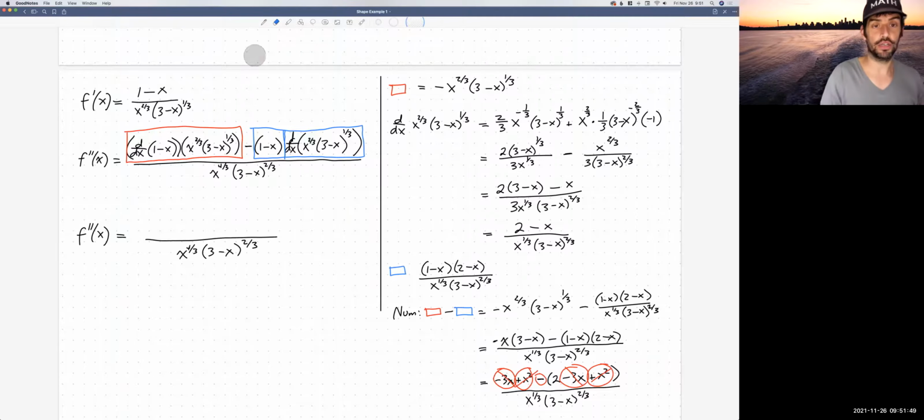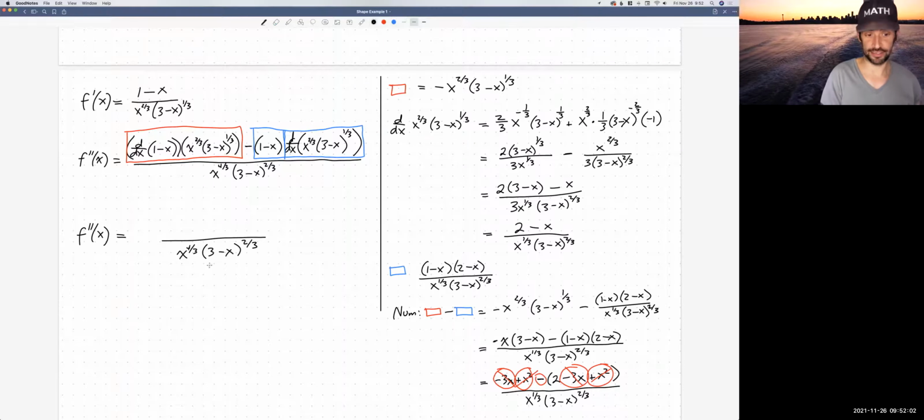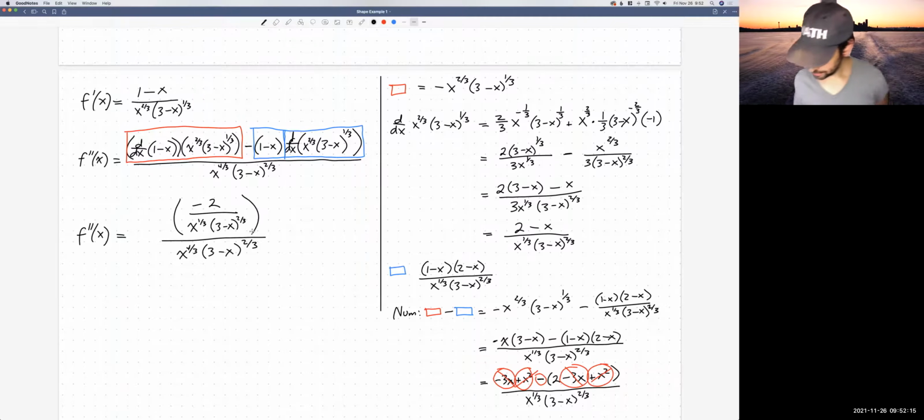So that whole ugly mess boiled down to a negative 2. Oh, I forgot the denominator of the numerator, right? Sorry, we have a compound fraction. So that's the denominator that we left alone. Up here, we've got negative 2 over x to the 1/3, 3 minus x to the 2/3.